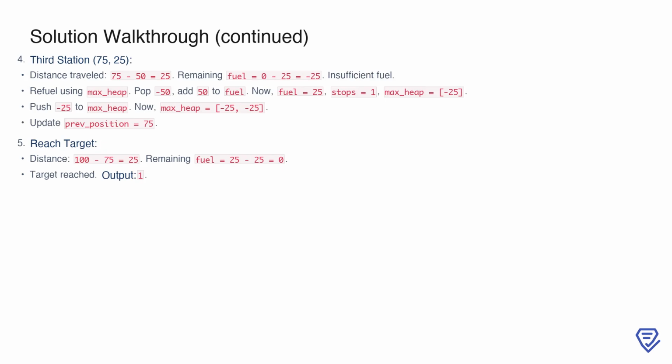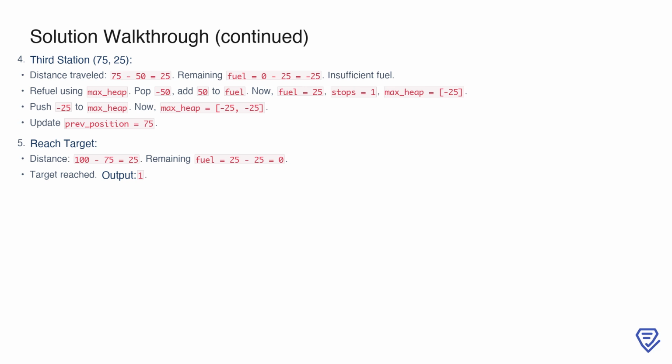At the third station, located at position 75, we attempt to travel another 25 units. With 0 fuel remaining, we find that we are short by 25 units to reach the station. At this point, we refuel using the max heap by popping the largest element, which is minus 50. This gives us 50 additional units of fuel, bringing our total to 25 and increasing our stop count to 1.